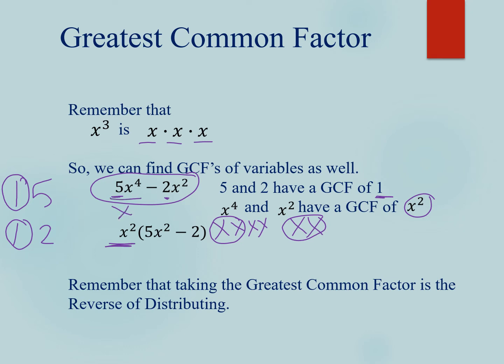We're going to divide by x squared. Okay, 5x to the 4th divided by x squared is 5. 5 divided by 1 is 5. Then I had 4 x's and I took 2 out, so I only have 2 left. Minus 2 divided by 1 is 2. I had 2 x's and I'm taking 2 out, so I don't have any left. So my final answer there is x squared times 5x squared minus 2. Again, if I distribute that, I get back to that original problem.